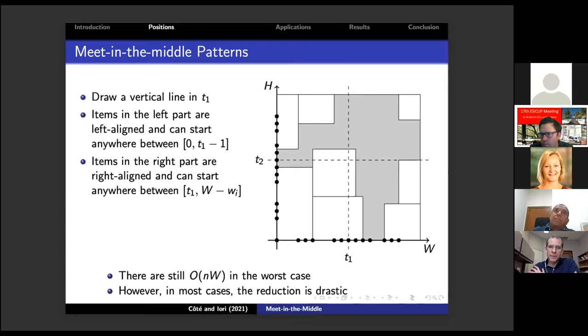For the meet in the middle, I will consider an additional way to represent my solutions. So here, imagine I will draw a line on the x-axis, t1. And every item that is positioned with its left corner on the left side of t1 will be left aligned as usual. And if I put the left corner on the right-hand side, it will be right aligned, meaning that its right border has to touch the right border of the bin or the left border of another item. So with this way of representing solutions, I will still have the same worst case as the others, but in most cases, we will see a drastic reduction.